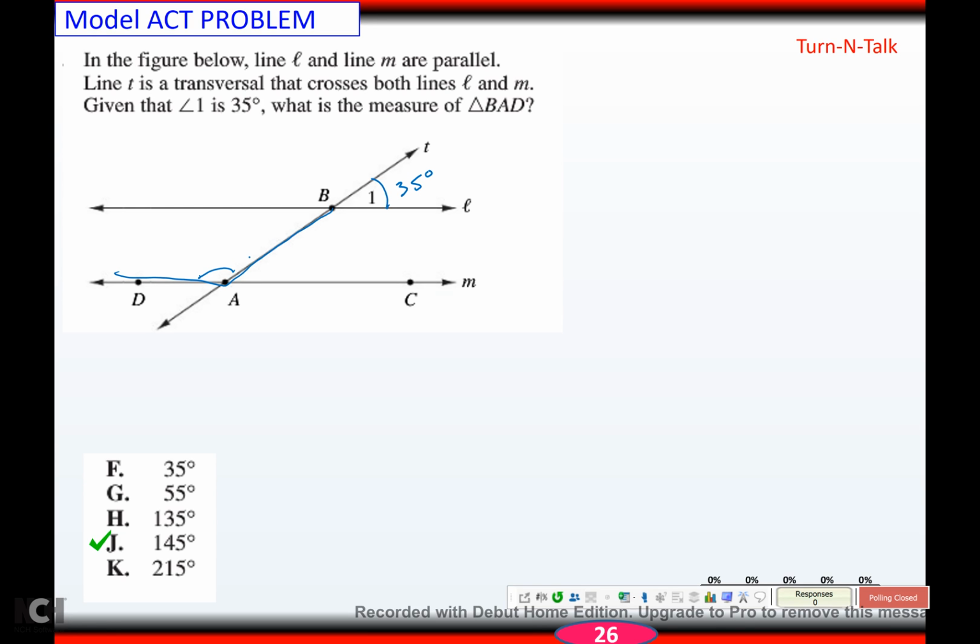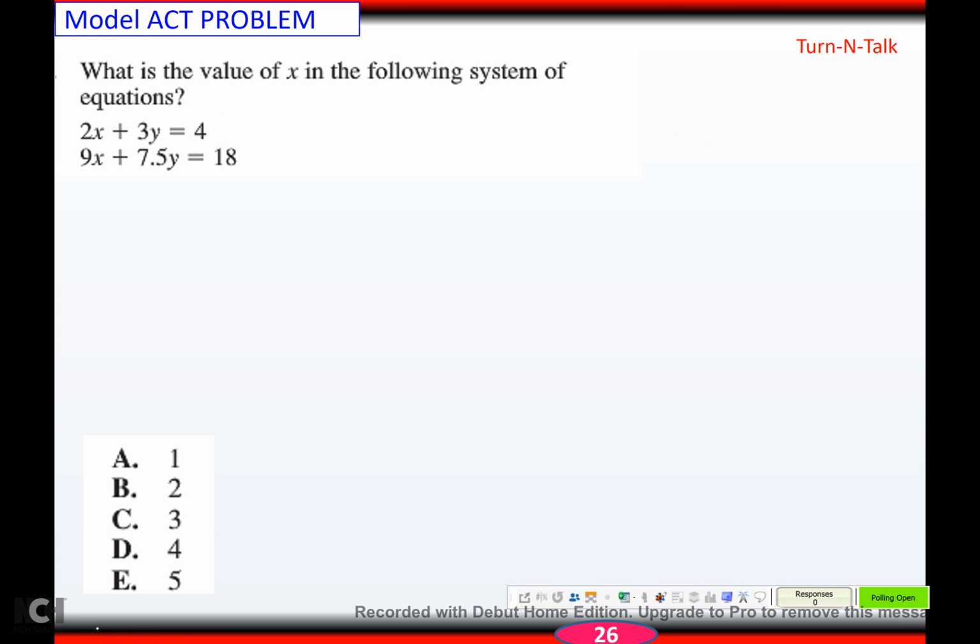So they want this measure. Well, if I know this angle is 35, then I know that this angle is 35, and I know that that's a straight angle. So angle BAD is going to equal 180 take away 35, and that gives me 145 degrees. Okay? Try this one, hit pause, come back when you're ready.